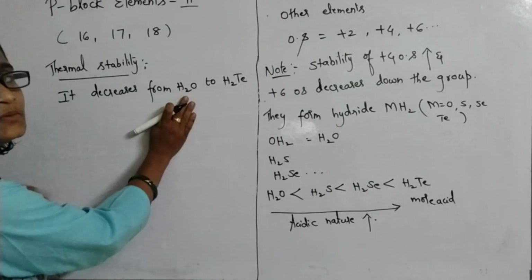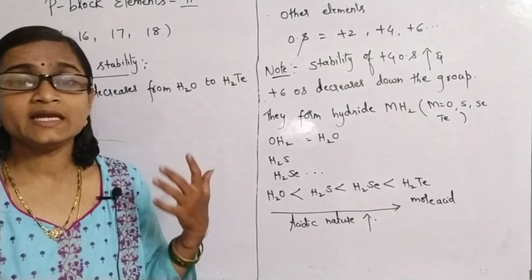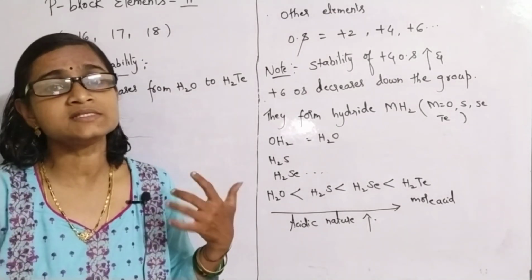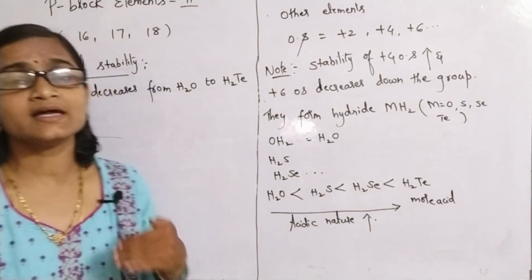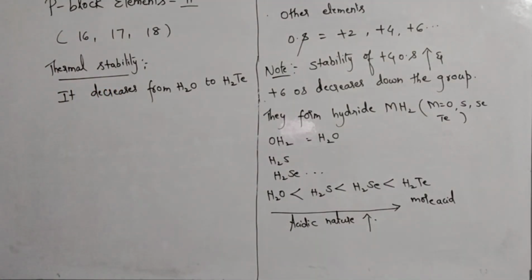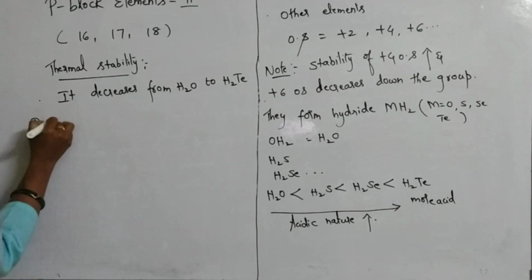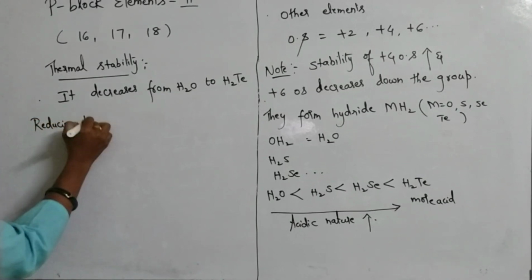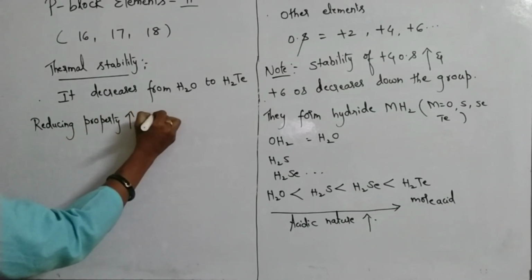Water is considered to be more stable. Even if you are heating water or boiling water, it can remain in the stable state, whereas if you are heating H2Te, thermal stability decreases. So thermal stability decreases from water to H2Te. And then reducing property increases. Reducing property increases from water to H2Te.